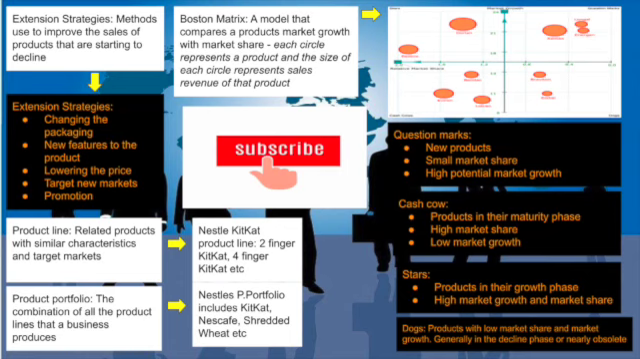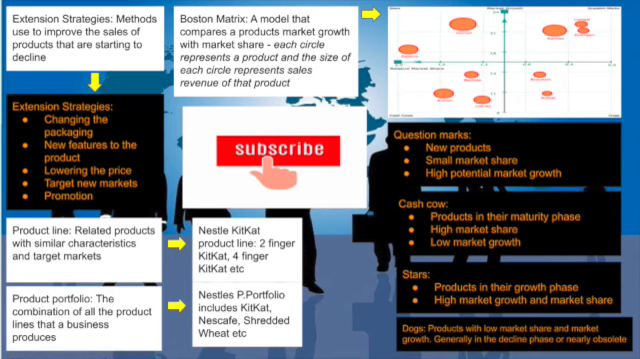Now we're going to talk about the Boston Matrix. This is a model that compares a product's market growth with the market share. Just to let you know, each circle represents a product and the size of the circle represents the revenue. Now with this, the y-axis, which is the vertical going from low to high, represents market growth. And that one always goes from low to high. Now on the x-axis, which is the horizontal, is market share, and this one goes from high to low.